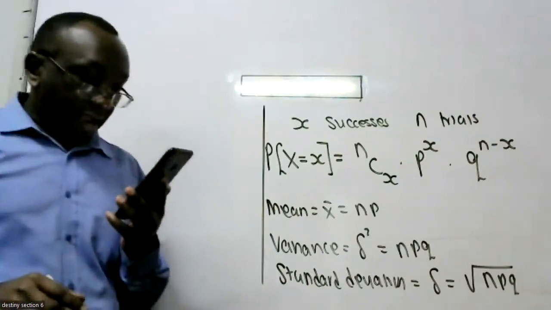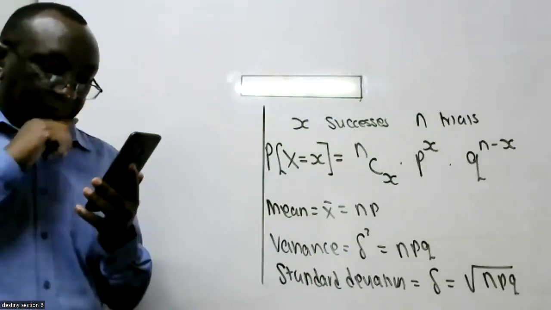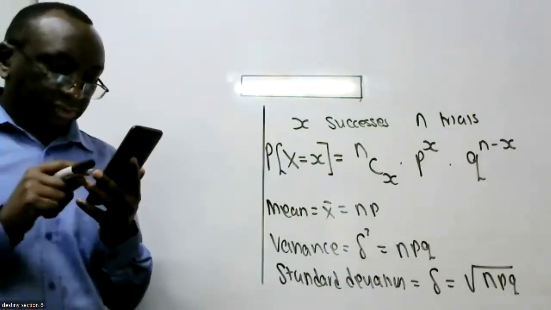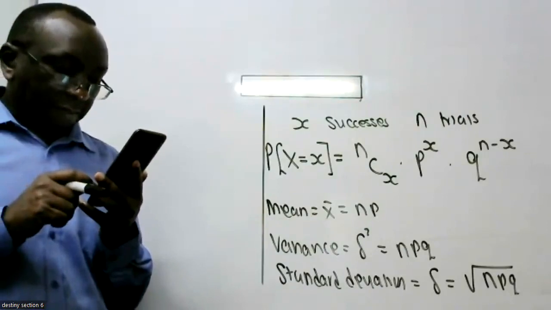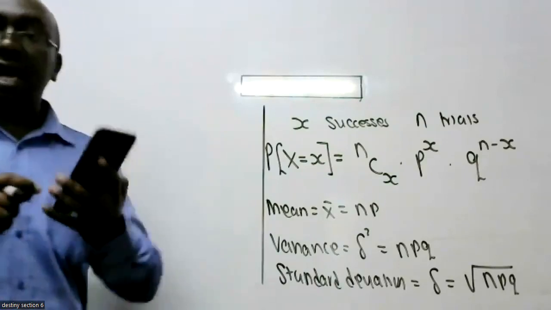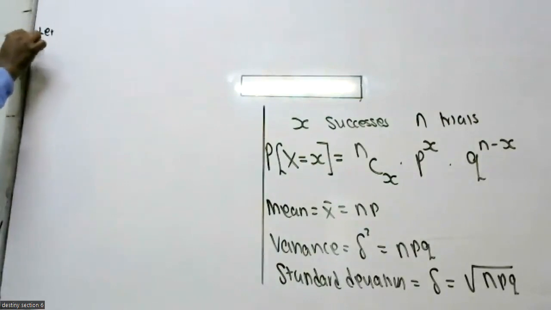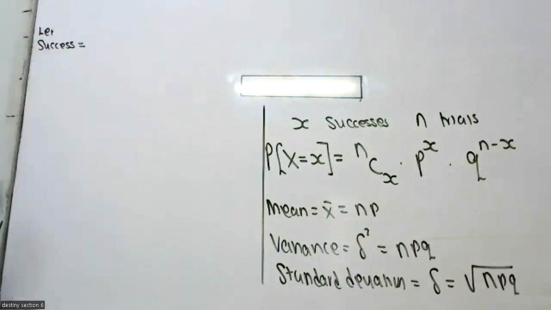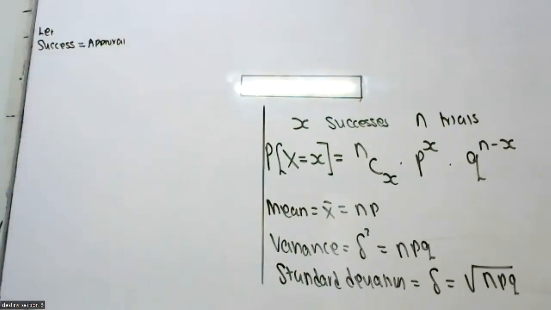The next question: a real estate salesperson considers that 60% of the customers with whom he deals can qualify financially for a mortgage loan for the house of their choice. Determine the probability that the salesperson will process 5 loan applications before 3 approvals are obtained. In dealing with that, again, we say let our success be the approval.